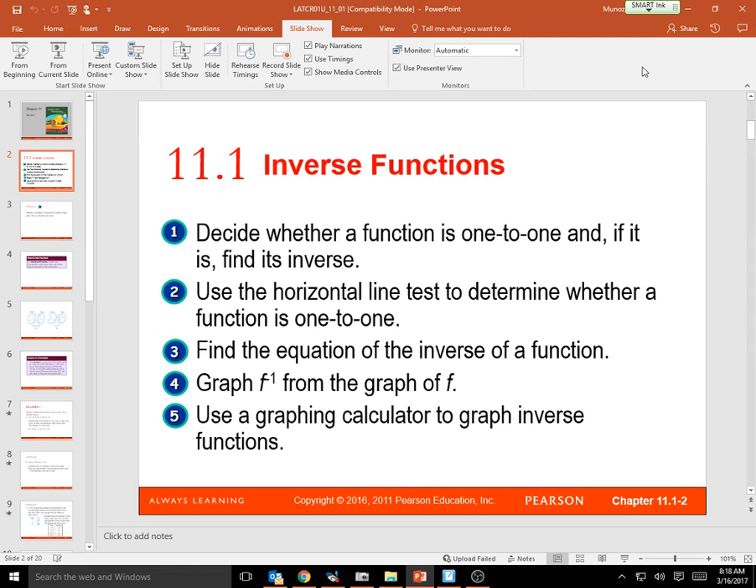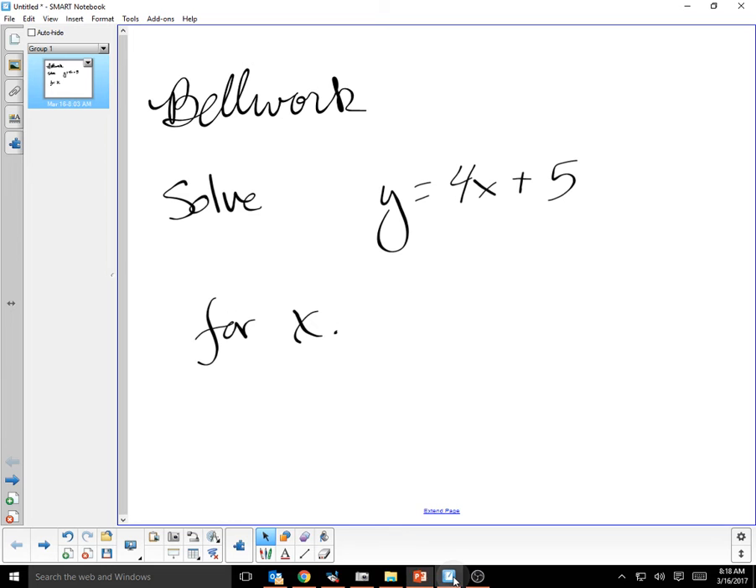We're starting a new section. There's a lot of cool stuff in here that's kind of mixed around. We're going to start with inverse functions. Taking a look at the last problem here, I asked you to take y equals 4x plus 5 and solve it for x. Anybody have any issues with that?